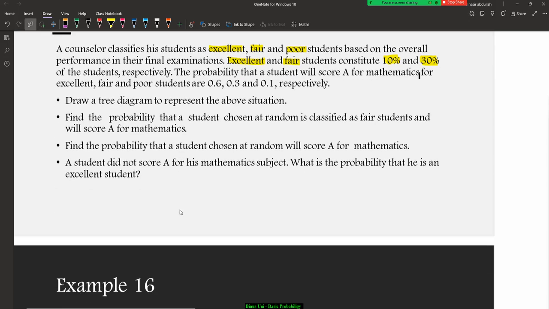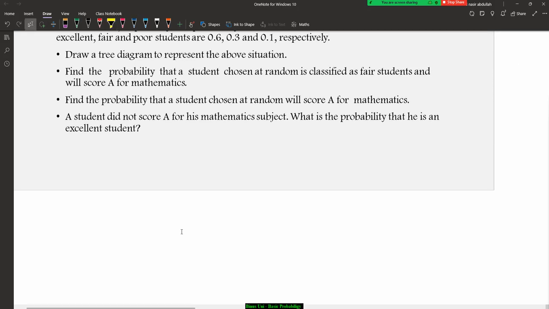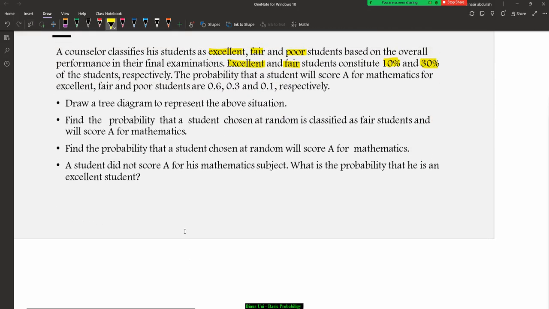So, let's work out that part first. We have excellent students, fair students, and poor students. We have three parts. Excellent I put as E, fair F, poor P. Excellent and fair are 10 and 30. So, excellent is 10% or 0.1. Fair students, we have 0.3. And the balance is 0.6, because the total probability should be equal to 1.